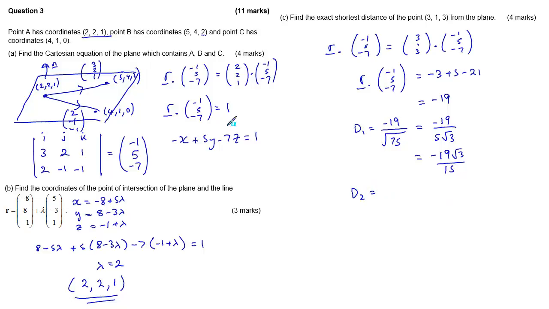And d2, the distance of this one, since the right hand side here is 1, is just going to be root 3 over 15. And because this one's negative and this one's positive, that means that one of them is this side and one of them is that side, like so. So the distance here is going to be 20 root 3 over 15, and that's going to be 4 root 3 over 3.